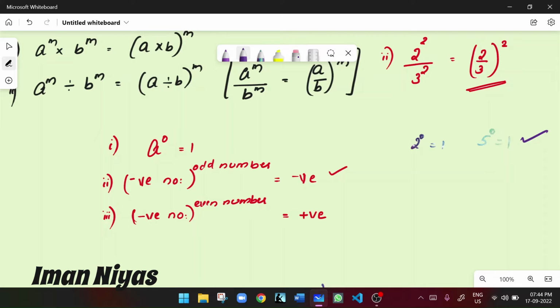Negative number raised to an odd number. Let me give an example: negative 5 raised to the odd number 3. What will be the answer? How can we expand it?